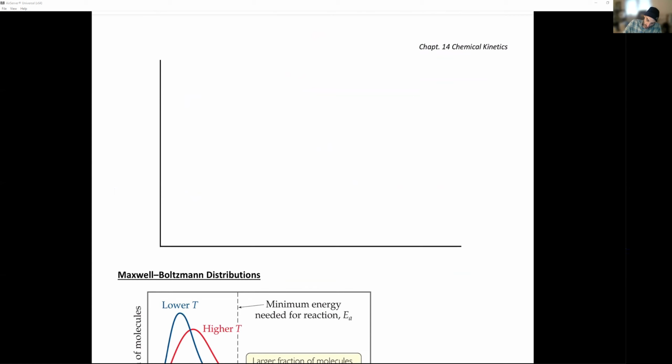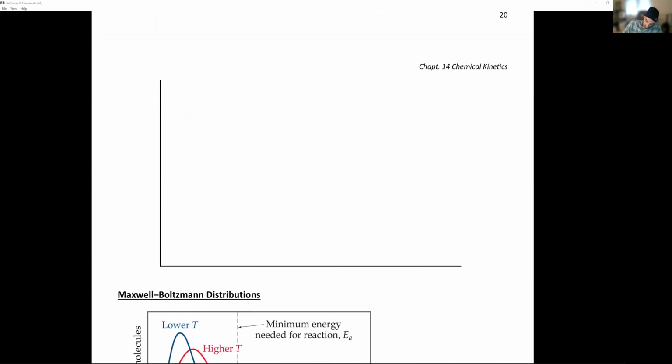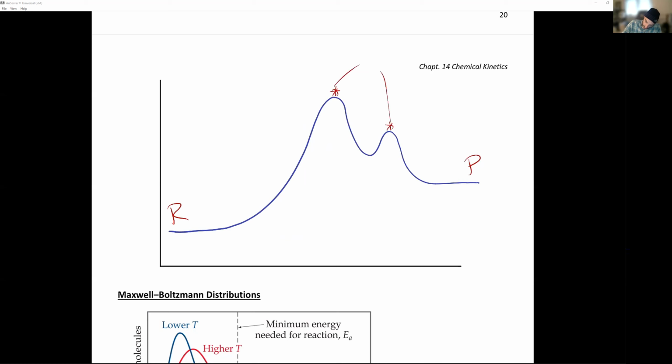There's no reason that it needs to exist like that. We can actually run a reaction that takes multiple steps. So I'll do another version of this reaction. There we go. Again, reactants, products, activated complex, activated complex. We can have two.